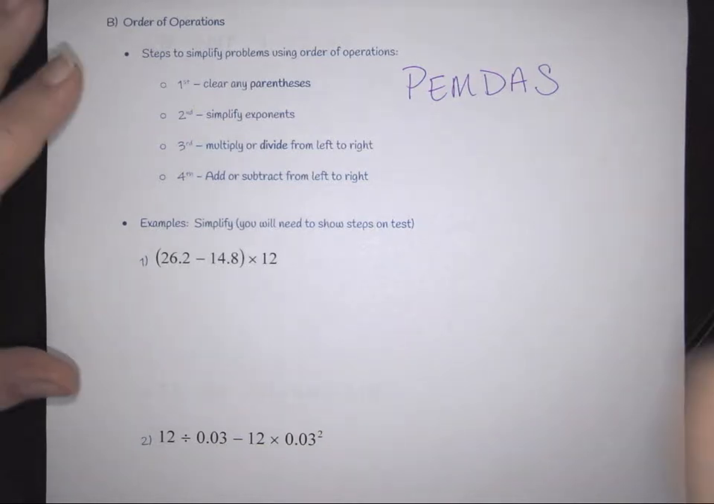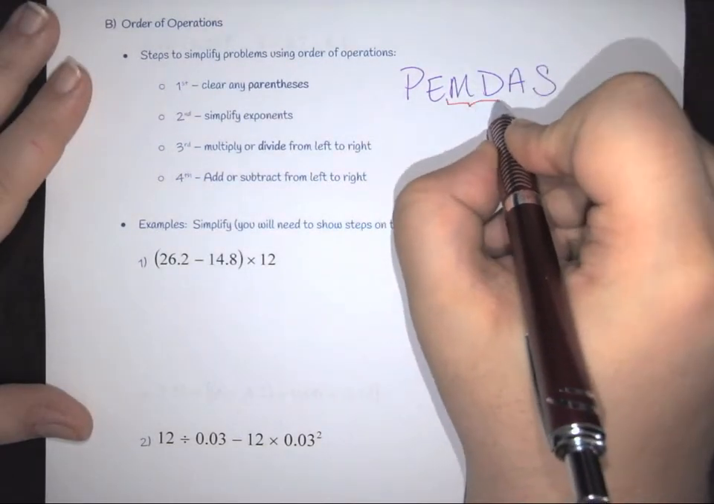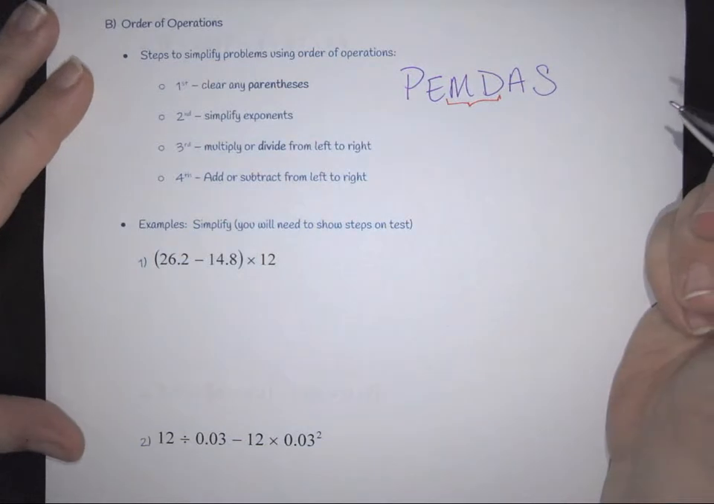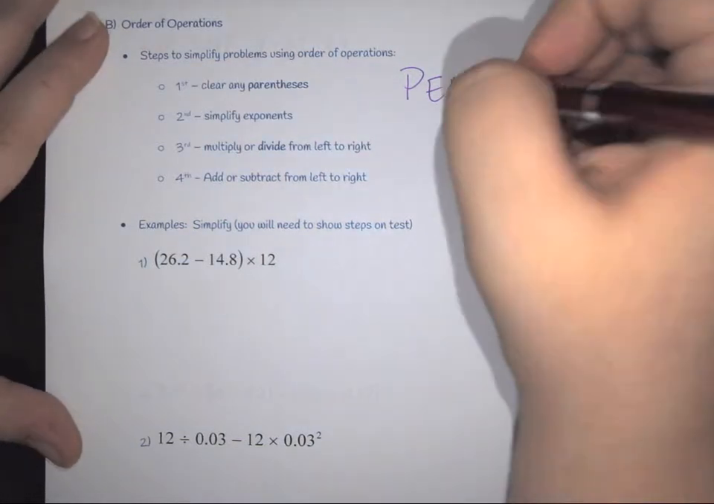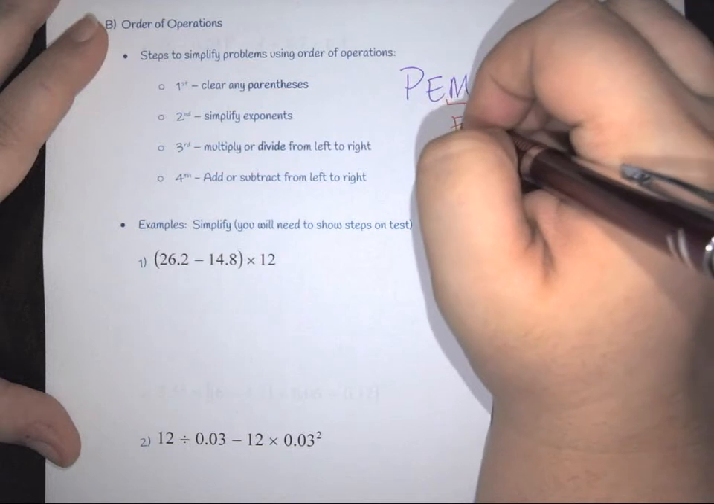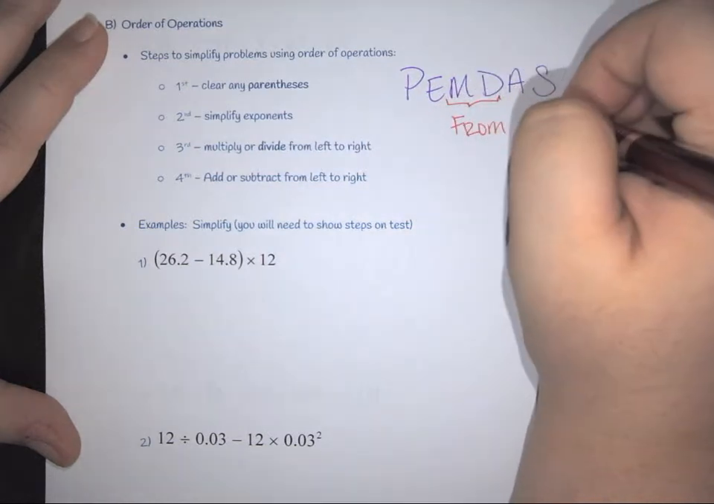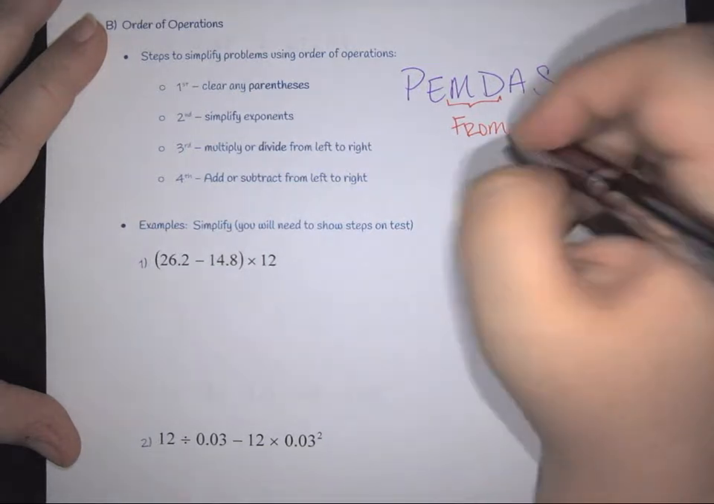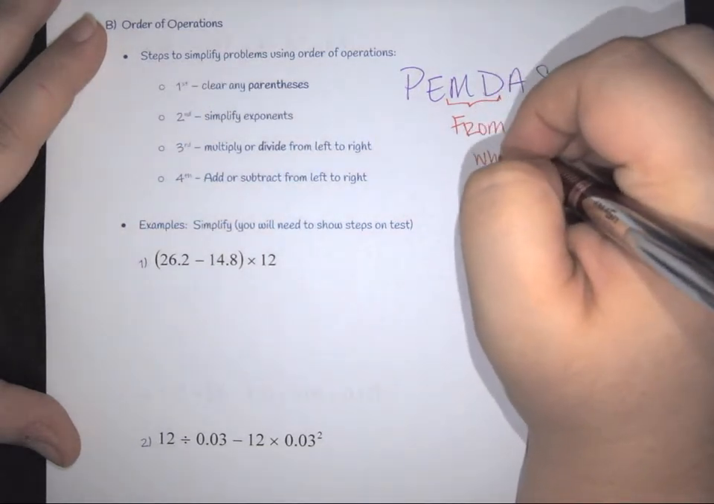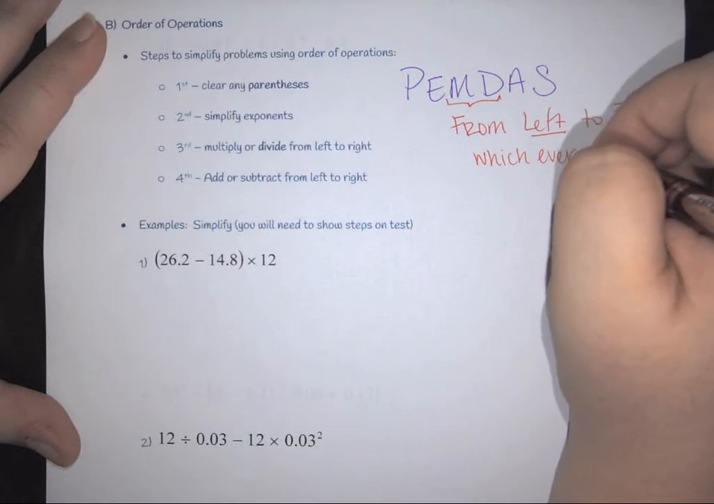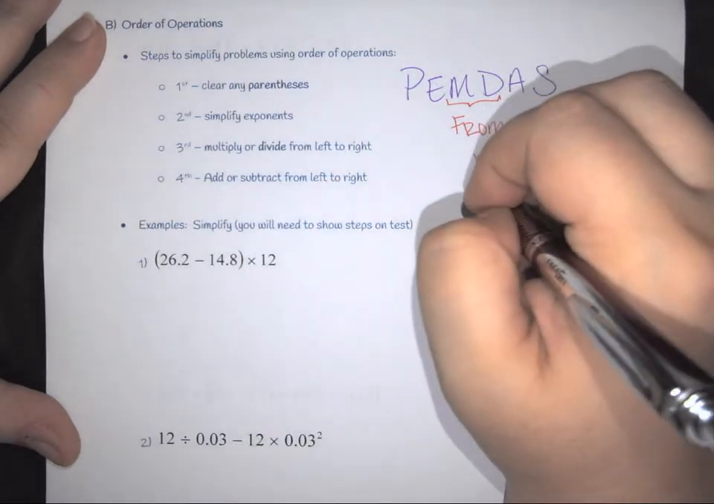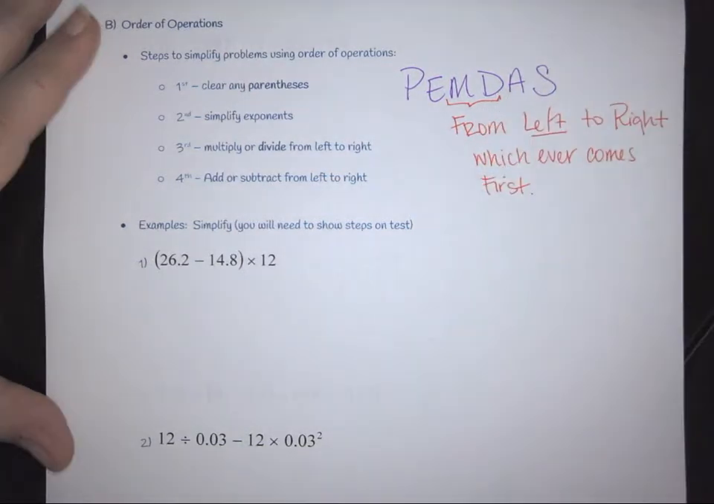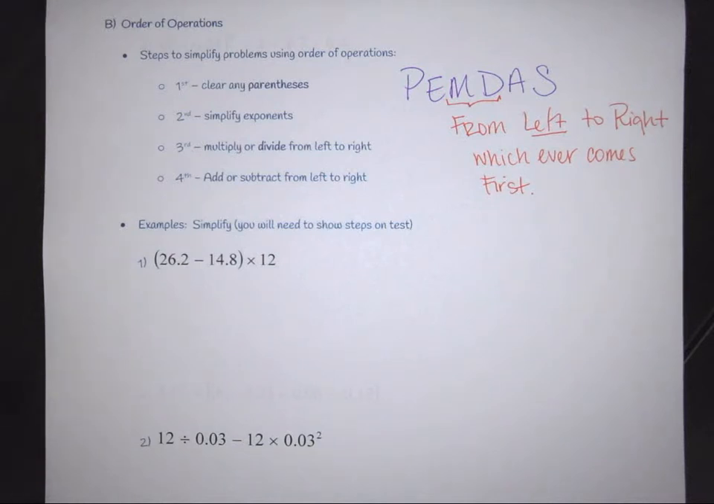When we talk about multiply, divide, you are going to go from left to right, and then it's whichever comes first. This means when you're moving left to right, if the first operation you see is division, then that is what you would do first. You do the division.